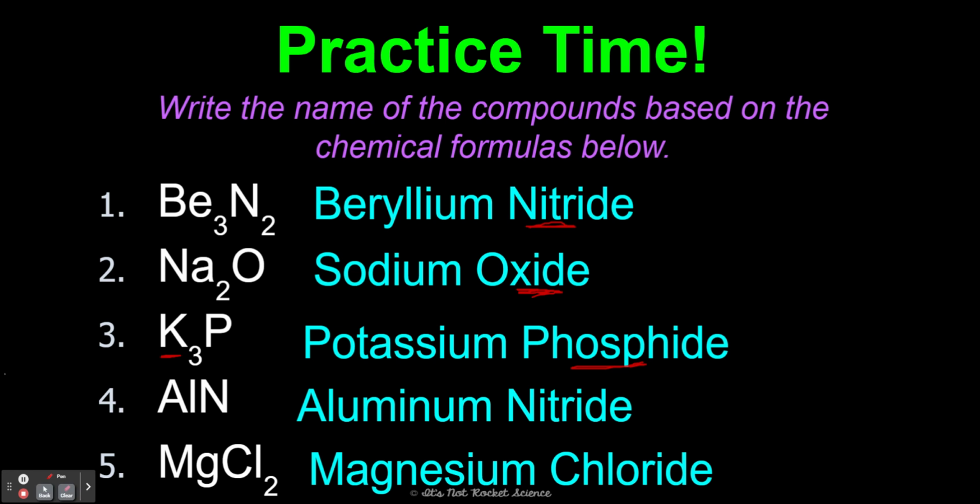Now you notice in these names, it doesn't tell us how many of each element there are. That's because when people decided how to name these things, they realized that there's only one way these can combine to make a neutral compound, right? Beryllium is going to have a certain charge, nitrogen is going to have a certain charge. They're always going to combine as compounds with 3 beryllium and 2 nitrogen. So you don't need to put the numbers in there. You just say beryllium nitride, and any chemist is going to know that it's going to be 3 beryllium to every 2 nitrogen.